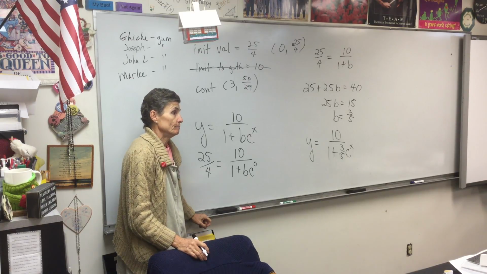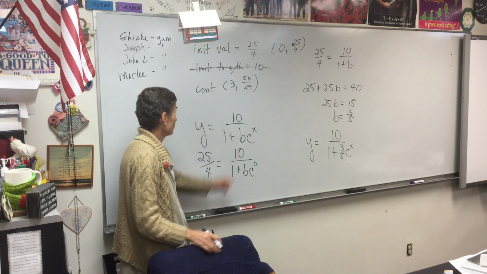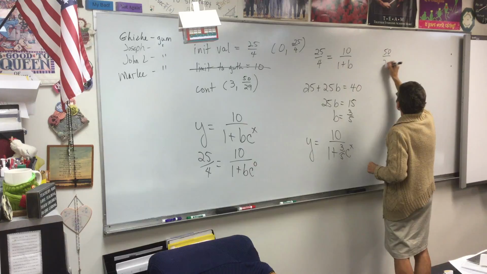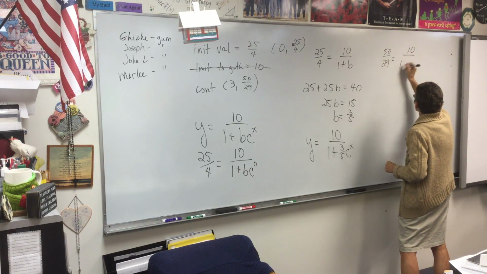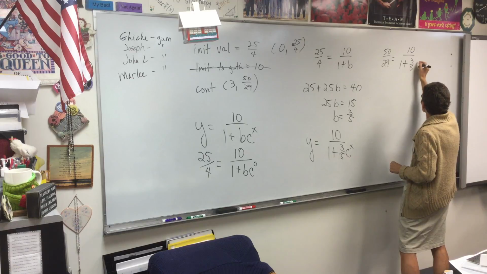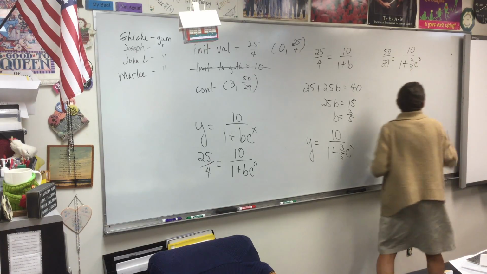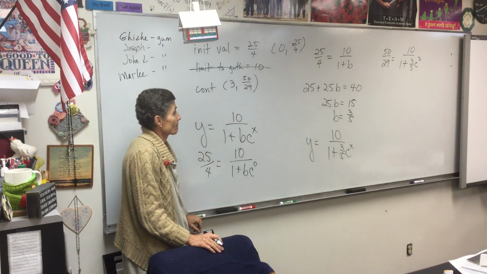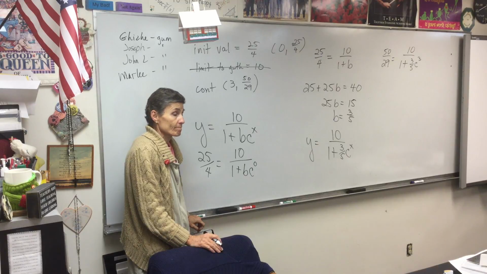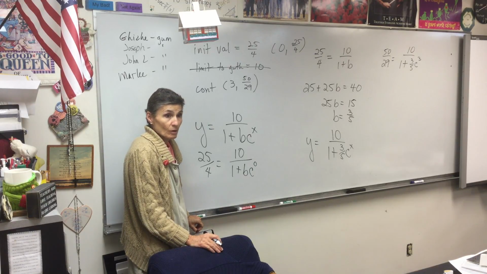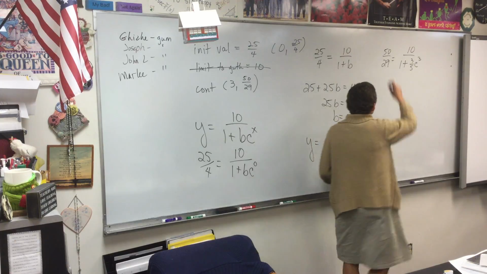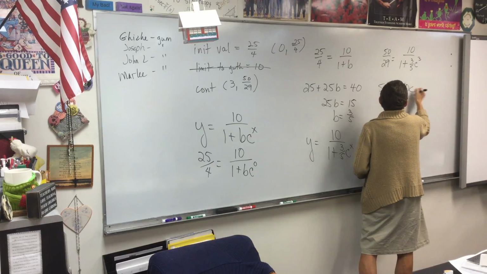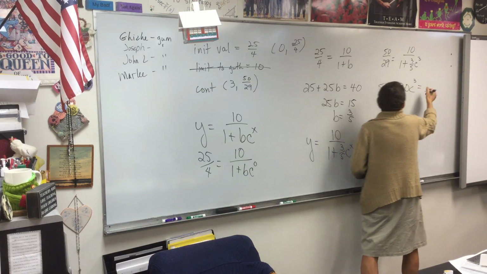All right, now what? Plug in my other point, my random point. So 50/29 equals 10 over 1 plus 3/5 c to the 3rd. Now what? Cross multiply again. So 50 plus 30 c cubed equals 290.